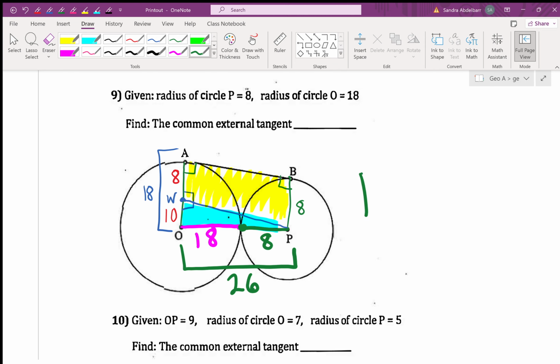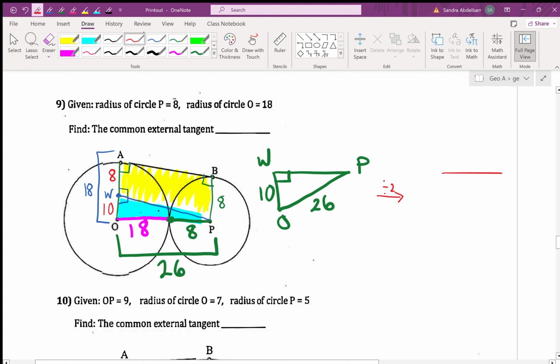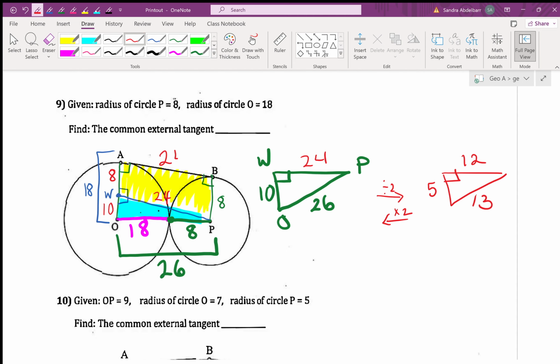I'm going to redraw this triangle now. We have WPO. We have 10 and 26. I'm going to divide this triangle by 2. When I divide the triangle by 2, I'm left with a 5 and 13. What's the triple? Go back, multiply by 2. The missing side is 24. If WP is 24, which other one is 24? AB, and that's what we want to find.